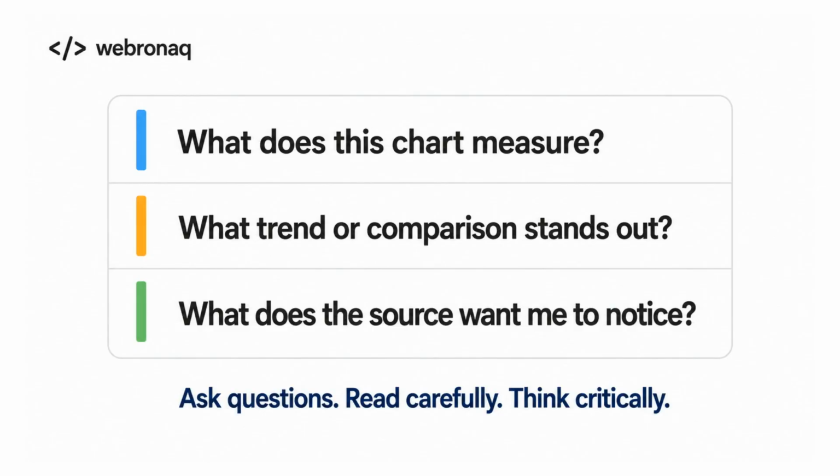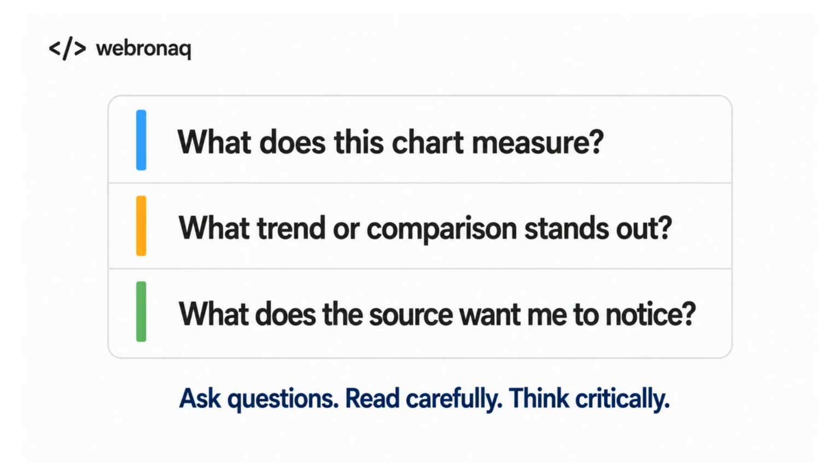Reading a chart is not just about finding numbers. It is about understanding what those numbers mean. Every time you look at a chart or graph, ask yourself 3 questions. What exactly is this chart measuring? What trend or comparison stands out most clearly? And what is the source trying to highlight or maybe hide? We have covered how to read titles and labels, how to interpret axes and scales, how to understand different chart types, how to spot misleading visuals, and how to describe trends with precise language.